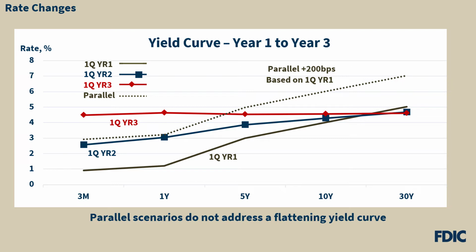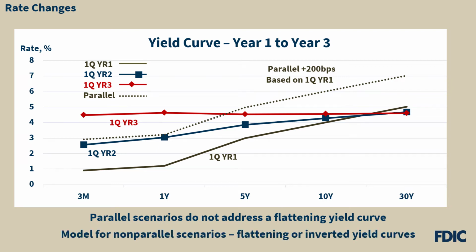This is why effective banks model changes to the slope and shape of the yield curve, particularly for changes that are unfavorable to the bank, such as a flattened or inverted yield curve.